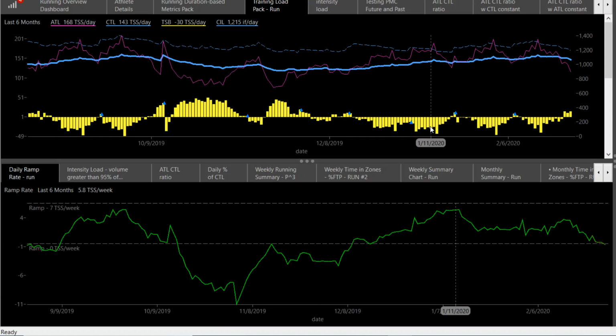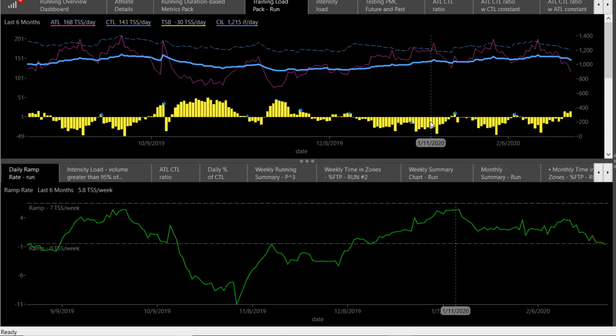So let me do another little tangent here. In some places, some platforms, CTL is named fitness, and ATL is called fatigue, and TSB is called form. Well, these are people trying to assign names that suggest a certain way of understanding these things, but realize it doesn't really work. Really, what these are, are training load metrics based on TSS units.